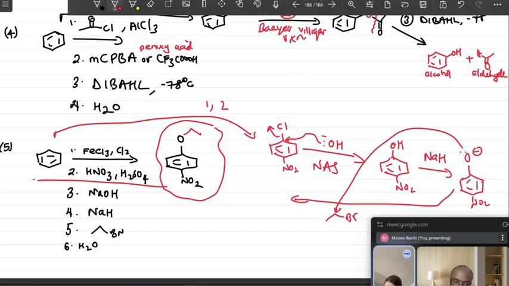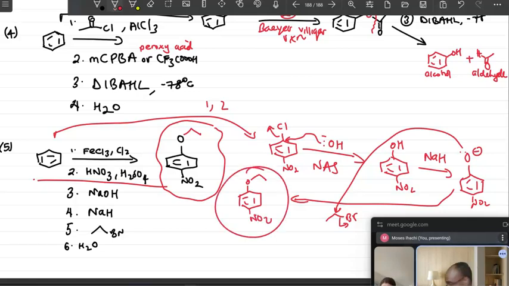I just was using the wrong thing. This is how we make ethers. Let me get this done. Make your corrections. Put a star on the reactions you forgot.